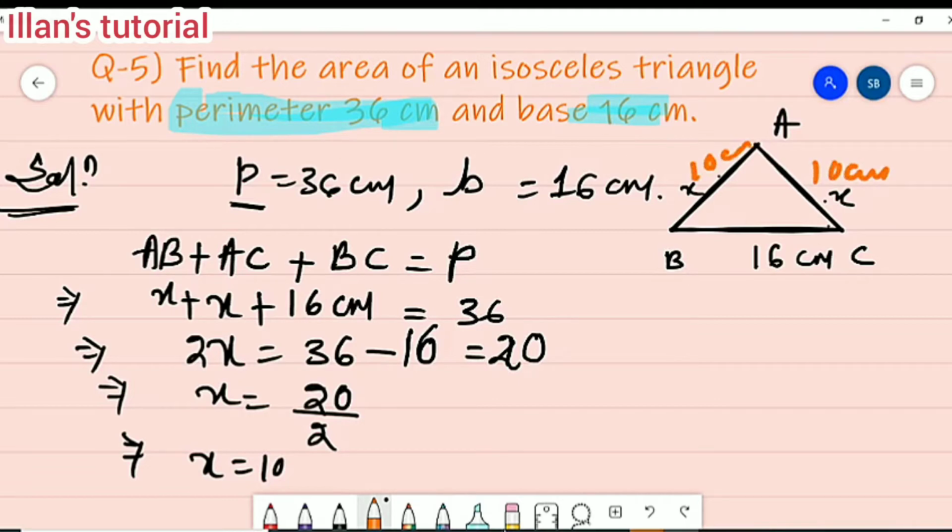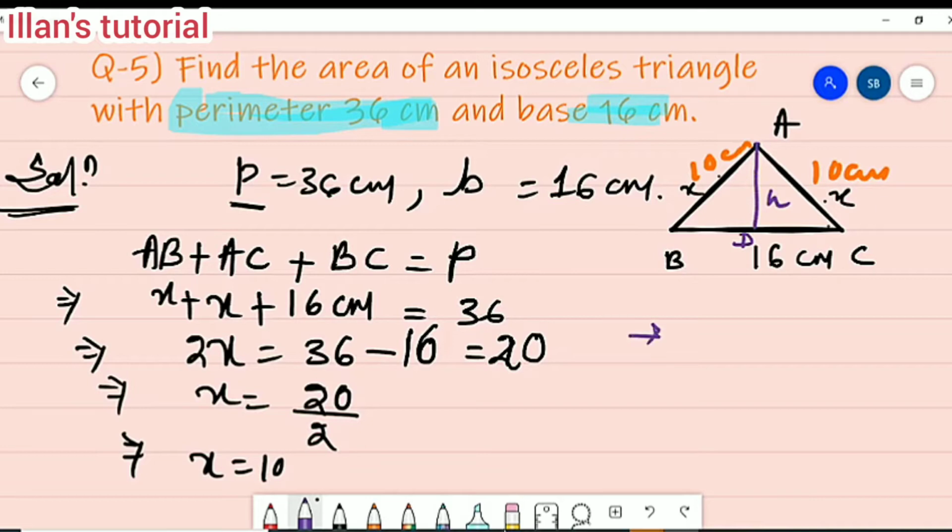Now we have every side. The next part is, find the area. So how to find the area of an isosceles triangle when all sides are given? We know Heron's formula, and by using the Pythagoras theorem we'll get the height. After that we'll solve it. Let me draw the height first. Suppose this is T, this is H.